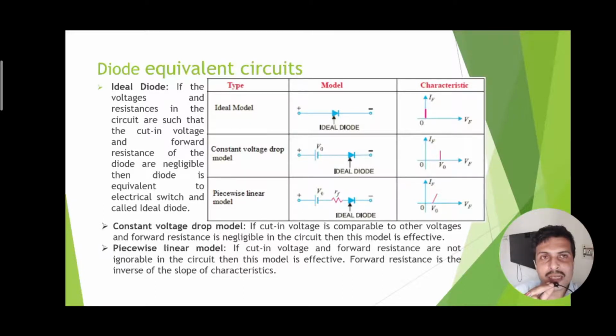So therefore, it is just like an electrical switch. Whenever it is switched on, there is no consumption of voltage within the switch. That is the ideal switch. So if that type of ideal switch behavior is shown by the diode, then it is known as the ideal diode. Thereafter, the constant voltage drop model. For the constant voltage drop model, there is a DC voltage source followed by the ideal diode.